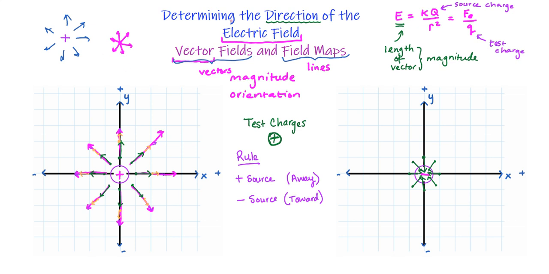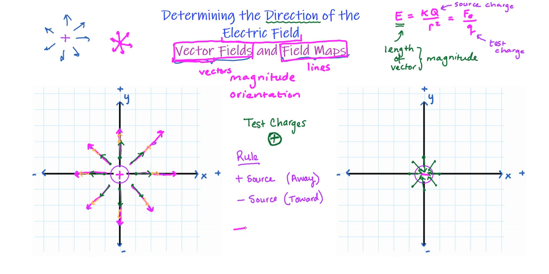So just remember, when you're looking at a vector field, you have lots of little arrows of different lengths. The lengths of the arrows tell you where the field is stronger. So in regions where the arrows are longer, that means that the field is stronger. For a field map, because we only have long continuous lines, we say that the field is stronger where the lines are closer together.